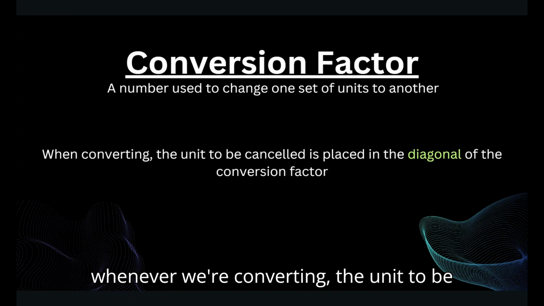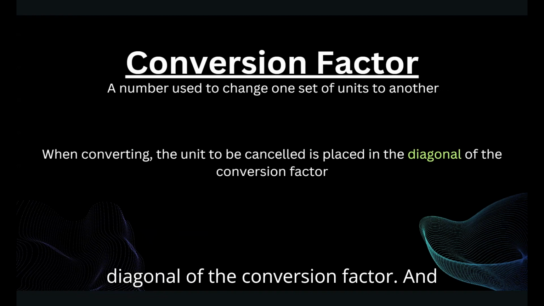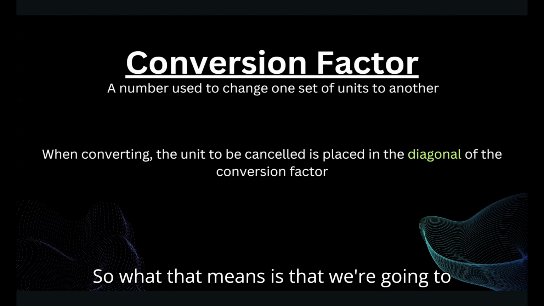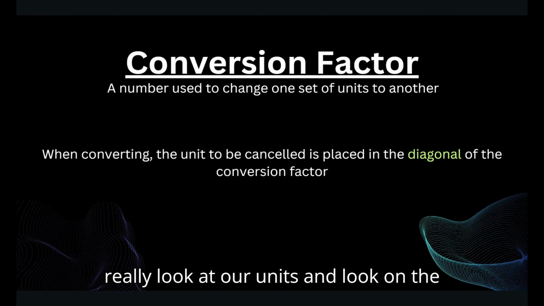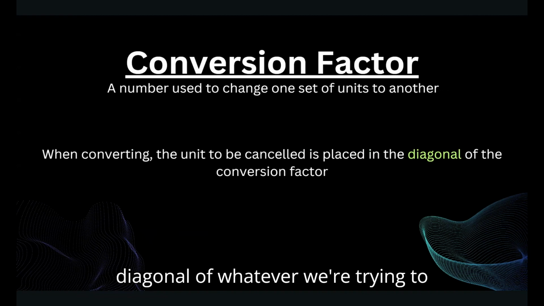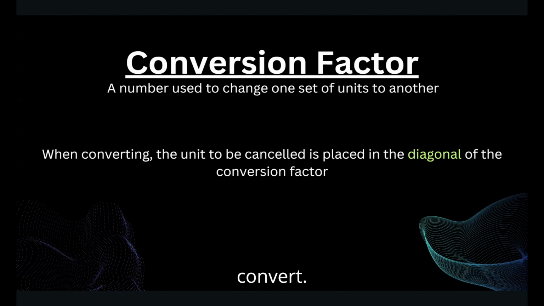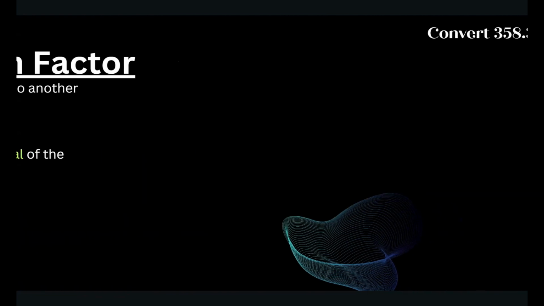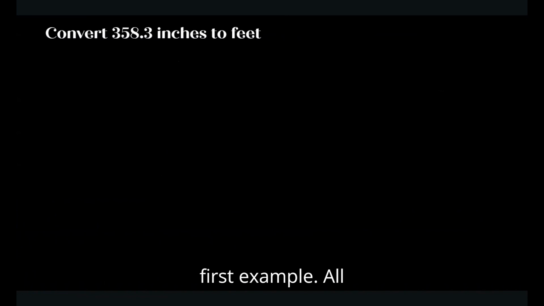Now, whenever we're converting, the unit to be canceled is going to be placed on the diagonal of the conversion factor. And so what that means is that we're going to really look at our units and look on the diagonal of whatever we're trying to convert. Let's go ahead and take a look at our first example.